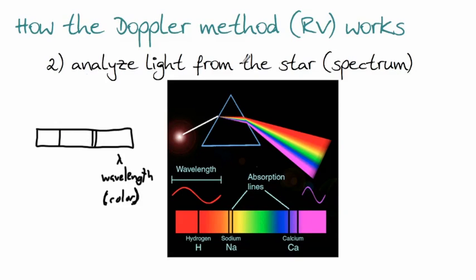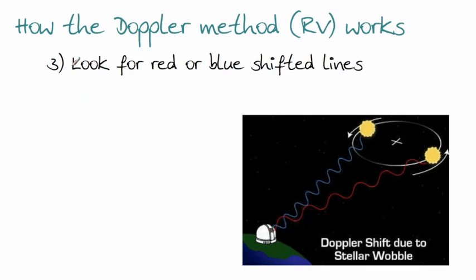Okay, so we analyze the light from the stars, and we see these spectral lines. That's what these right here are called. People who measure this stuff are doing spectroscopy. So you're measuring these spectral lines, you're measuring where these sit. Now what's cool is that if there is an exoplanet, then we look for red or blue shifted lines.